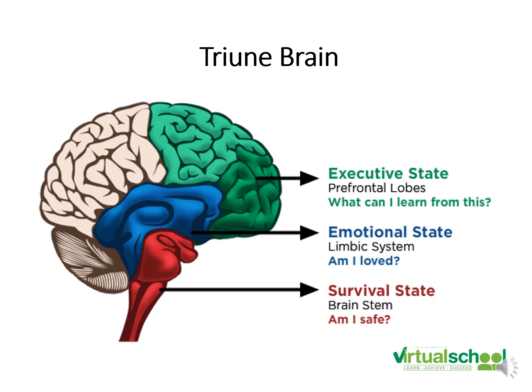We've got an image that supports the two MRI scans we've just looked at. I'm going to start with the survival state, the brainstem: am I safe? Some of our children will be using a lot of their brain function in this part of their brain for instinctive behaviours. Am I safe? Am I secure? How do I survive? And then you've got the blue part, the emotional state: am I loved?